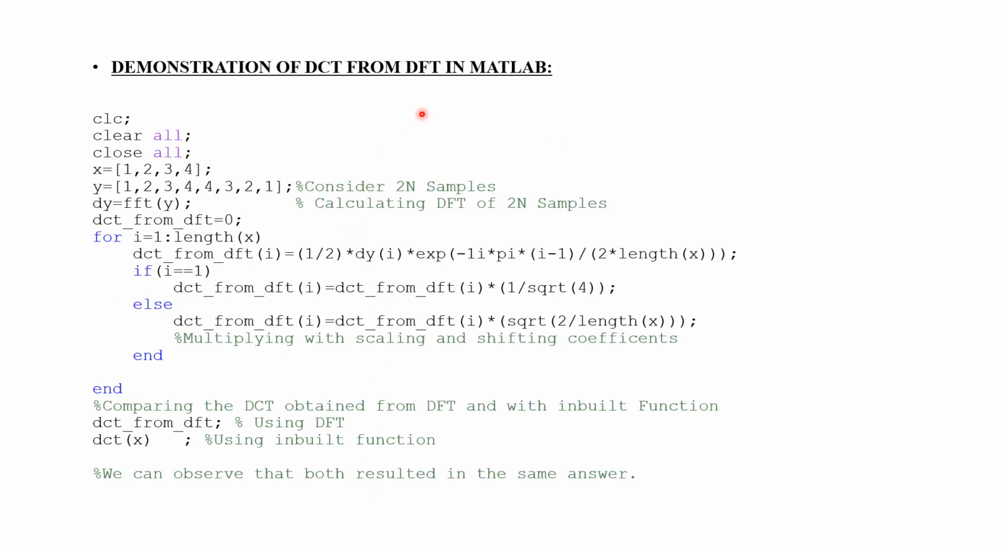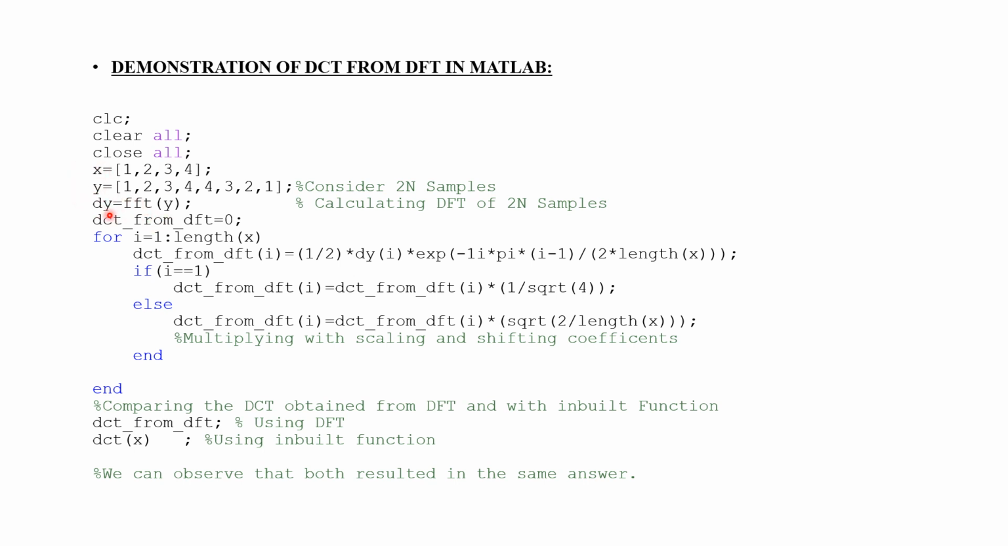Now let us look into the MATLAB demonstration of DCT from DFT. First we have considered an x of n signal 1 2 3 4. As in step 1 we have to make a signal y of n with the help of x of n, which is of double the length of x of n. So now y of n will be 1 2 3 4 4 3 2 1. In the next step we have to calculate the 2n point DFT of y of n.